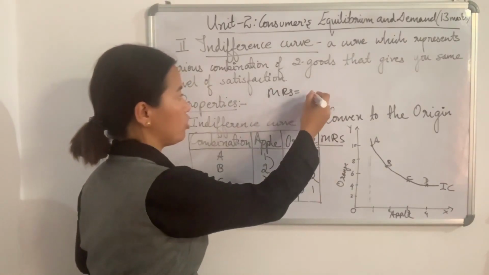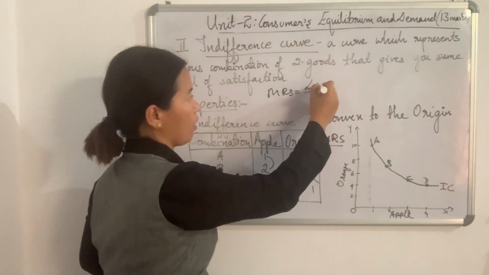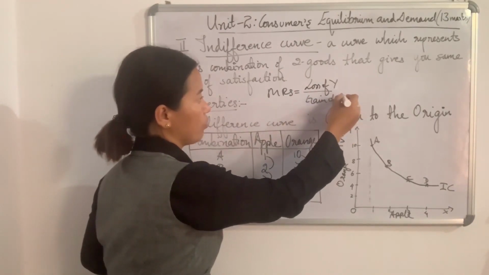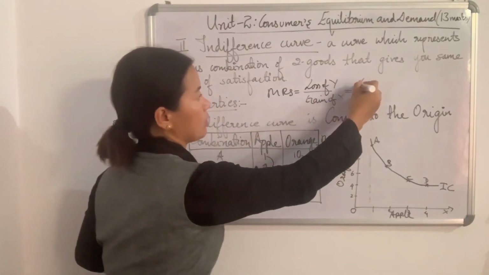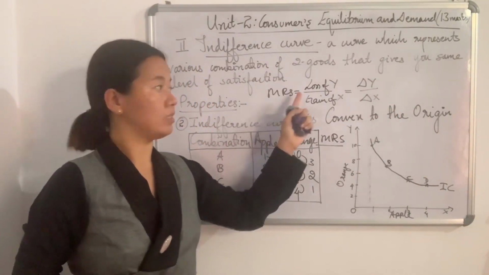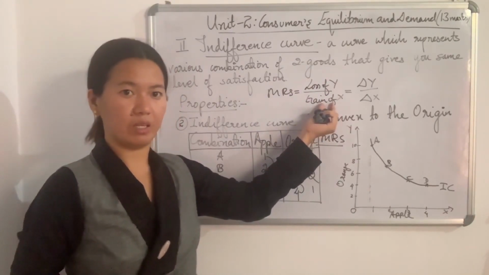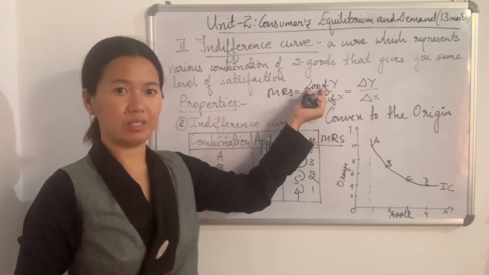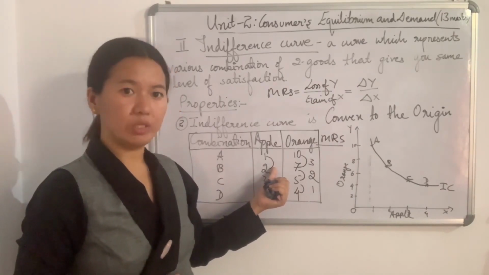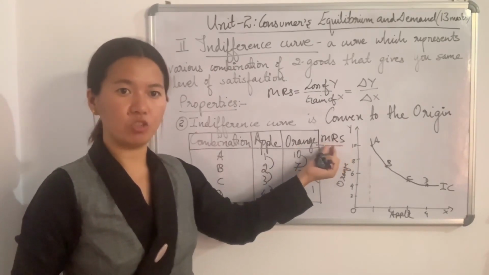So what is MRS? It is the rate at which you are sacrificing good Y in order to gain an additional unit of good X. So it is change in Y upon change in X. That is, MRS is loss of Y upon gain of X. How much you are gaining of good X and how much you are sacrificing of good Y. Here, in order to gain 1 unit of good X, I'm sacrificing 3 units of good Y. This is called MRS, marginal rate of substitution.